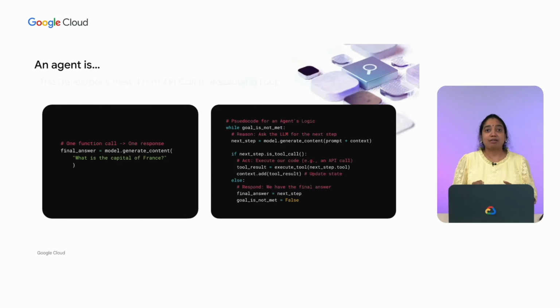An agent in terms of code is fundamentally a loop built on top of that API call. It's not just any loop, it's a reasoning loop. This pattern is often called the ReAct loop, like reason and act. It looks something like this pseudocode. The loop continues as long as the user's goal isn't met. Inside the loop, we first enter the reason phase. We ask the model, given everything we know so far, what is the next logical step? The model might respond with the final answer, or it might respond with a request to call one of our tools, like a function to look up a stock price, for example.